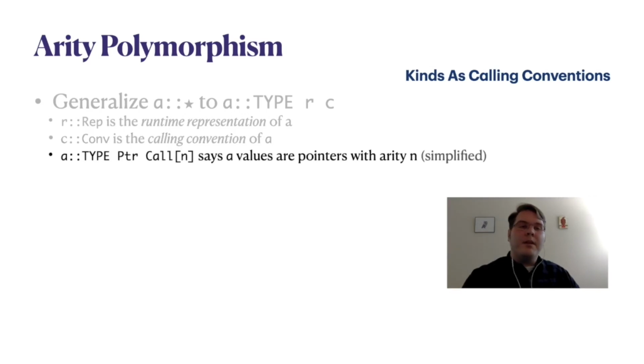So for example, if we have an unknown type variable A, we can give it a kind like type pointer call of n. This says that the values of type A are represented as pointers at runtime, and that those values can be called with n arguments. Note that representing the arity as a single number is slightly simplified from the full system in the paper, which presents all the details. Now that the arity appears explicitly in the types, it can be used to resolve the ambiguity that came from polymorphism.